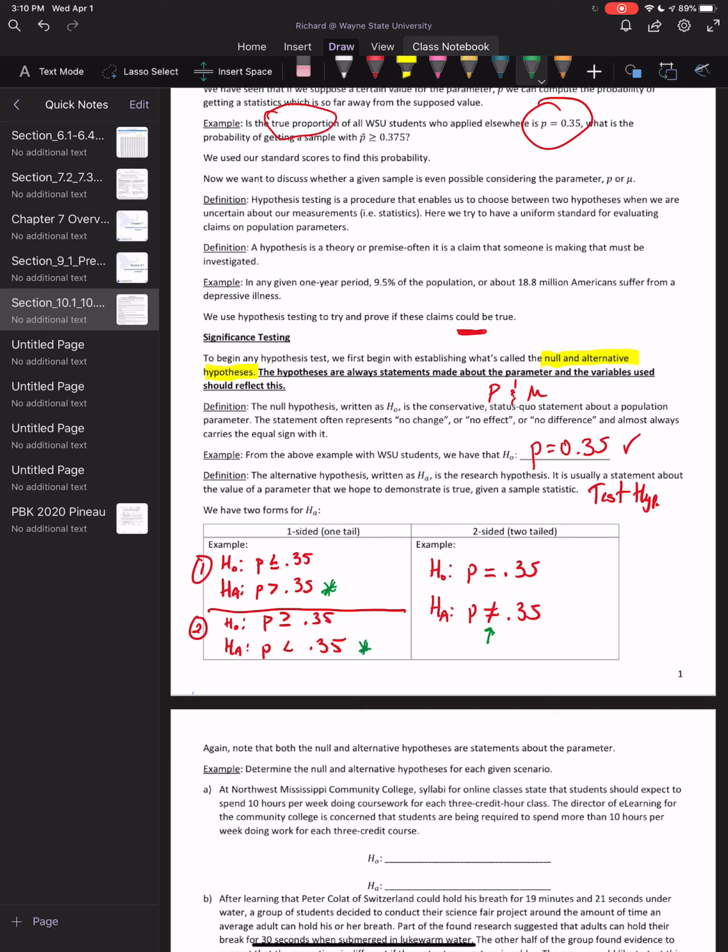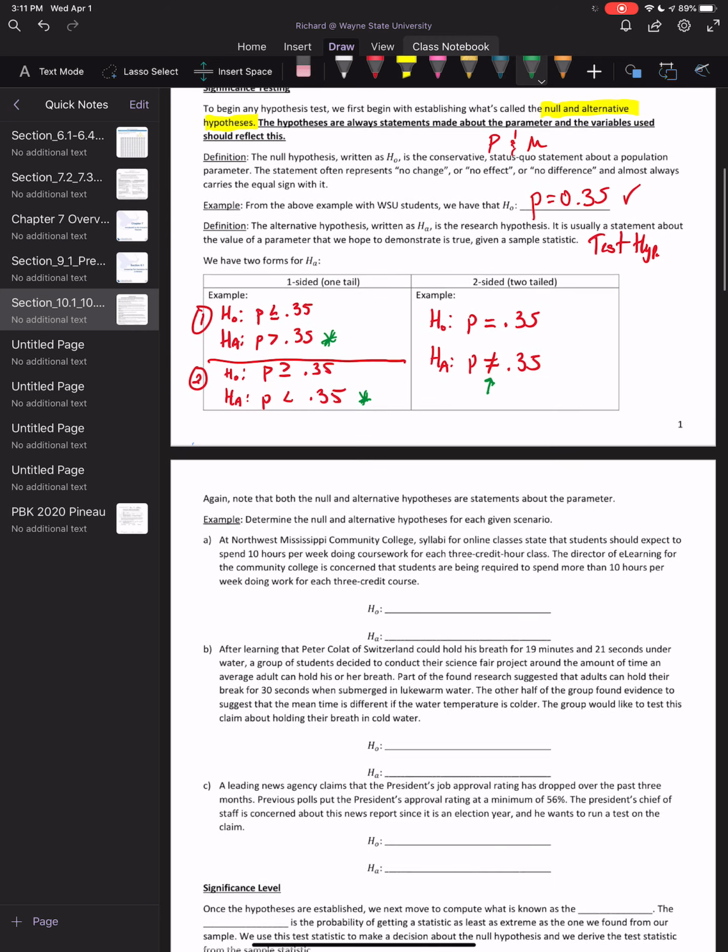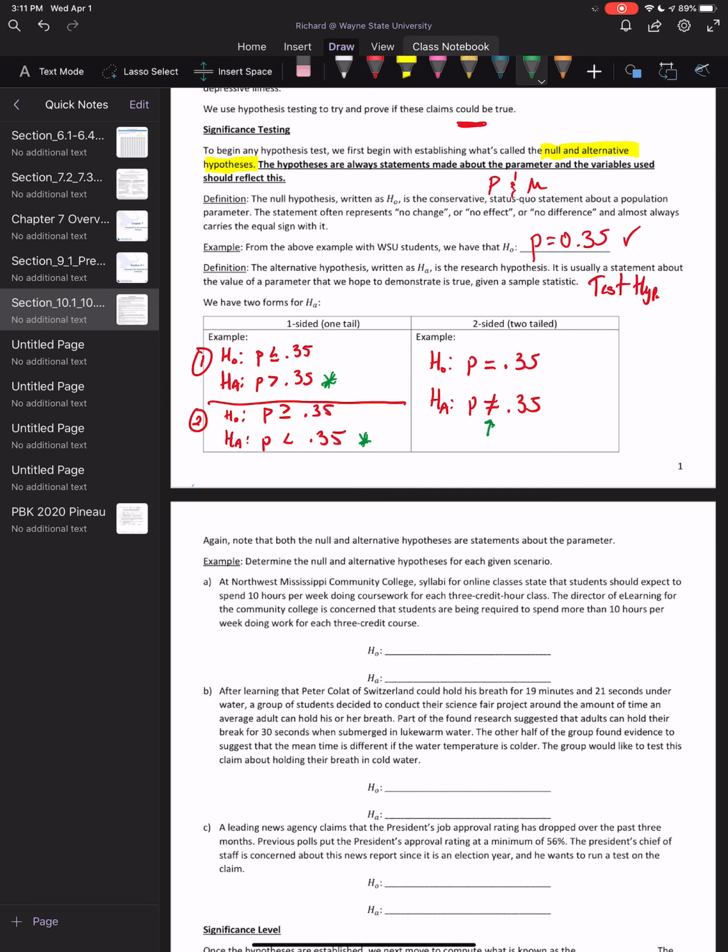And again, that will be very clear when we take a look at the hypotheses later on. So what we've got here on the screen now, before we get to significance level, which is the next video, is let's practice actually establishing the hypotheses, okay? So what I'm going to do is work the first one with you, letter A, and then I would encourage you to pause the video and give B and C a shot.